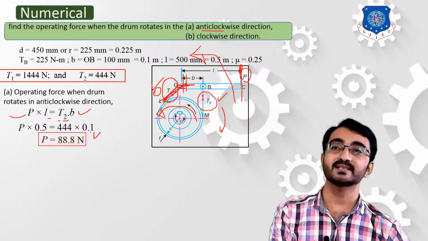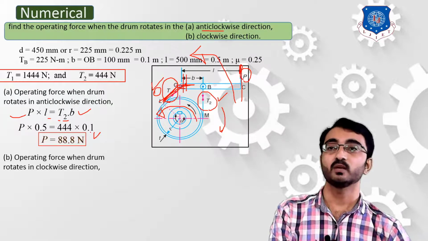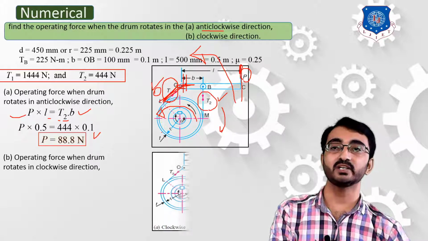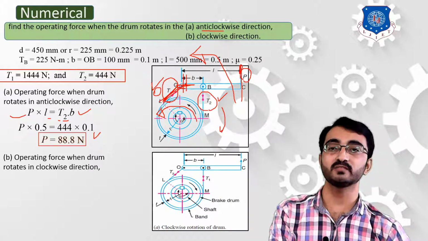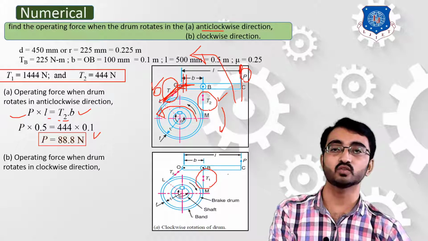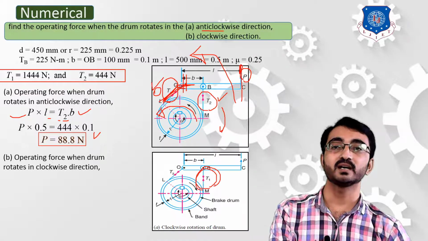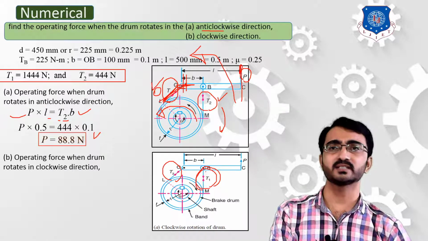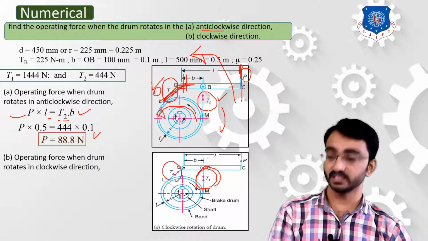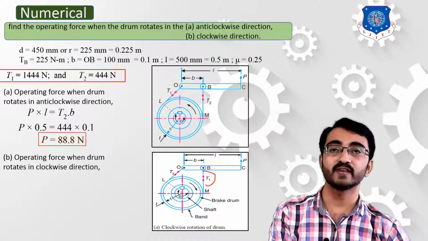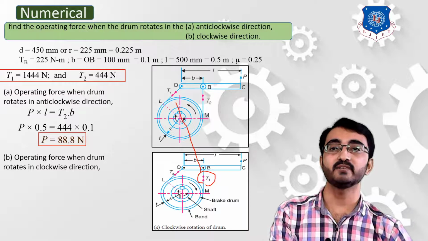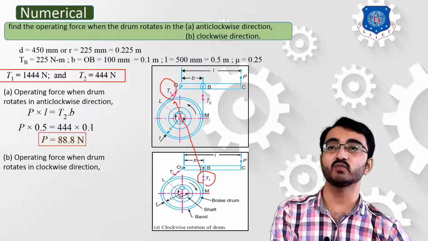Now let's consider the second condition, when this wheel is rotating in a clockwise direction. In that condition we have to consider these forces in the opposite manner. So your T1 will be on the right hand side and your T2 will be on the left hand side. Just refer to these two diagrams. The only change between these two diagrams is the position of T1. Here it is considered on the right side, while in the previous condition we assumed it on the left hand side. So that will change the equation of moment.